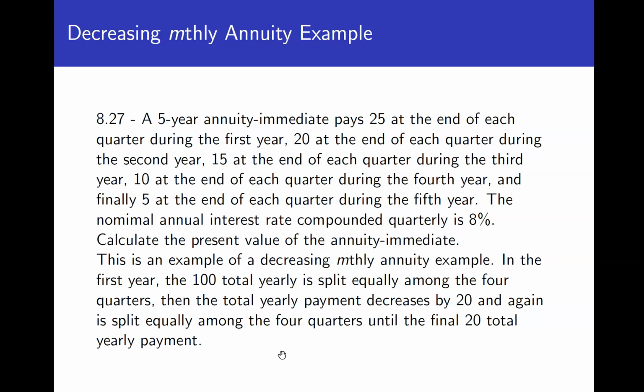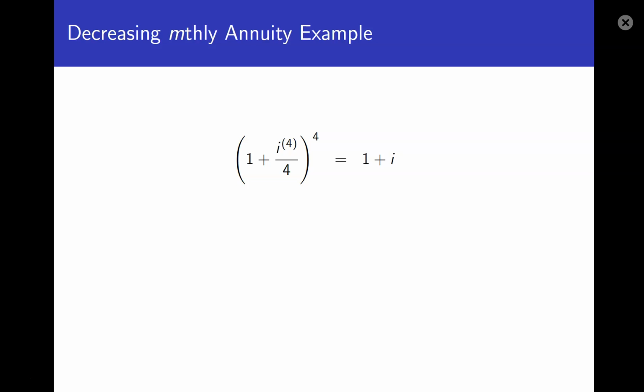in class yesterday. In the first year, we notice there's a total of $100. 100 is split equally among 4 quarters. Then that total yearly payment decreases by 20 each year until we get a final 20 total yearly payment in the 5th year. So one of the first things we need to do is find that annual effective interest rate, because again, the total payment is over the annual period. So we're given a nominal interest rate in this case, a nominal quarterly interest rate.